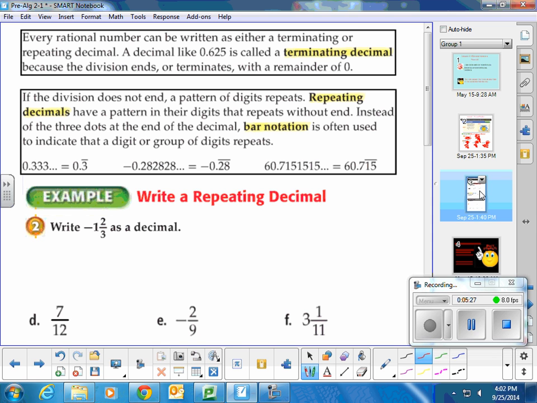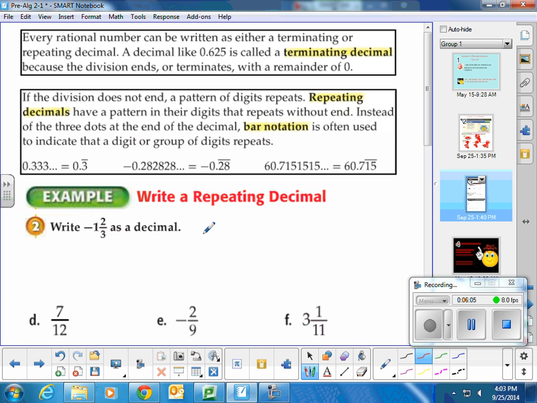Every rational number can be written as either a terminating or repeating decimal. The ones that we just got done doing were terminating decimals, meaning they ended. If it terminates, it ends. If the division does not end, a pattern of digits repeats. Repeating decimals have a pattern in their digits that repeats without end. Instead of putting dots to show that it keeps going, we use what's called bar notation instead.